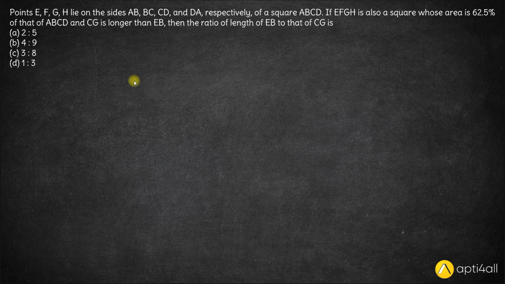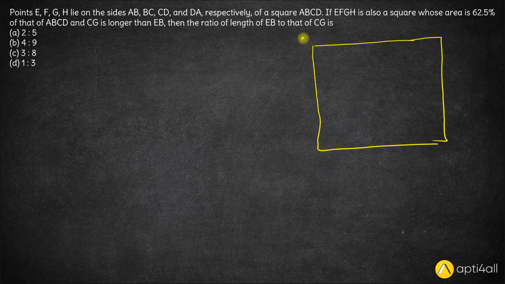Hi, here we have points E, F, G and H. They lie on the sides AB, BC, CD and DA respectively of a square ABCD. So let's draw a square ABCD. So this is the original square A, B, C and D.